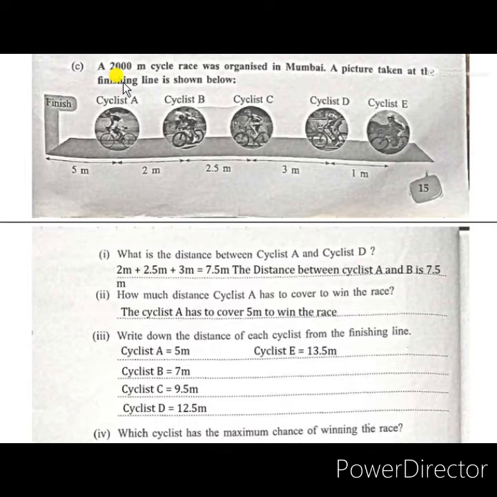A 2000 meter cycle race was organized in Mumbai. A picture taken at the finishing line is shown below. See, the left side is showing the finishing line. Cyclists A, B, C, D and E are taking part in the cycle race. Now, related to this picture, a few questions are given in the next page, page number 16. Now read the question and find out the answer from this picture.